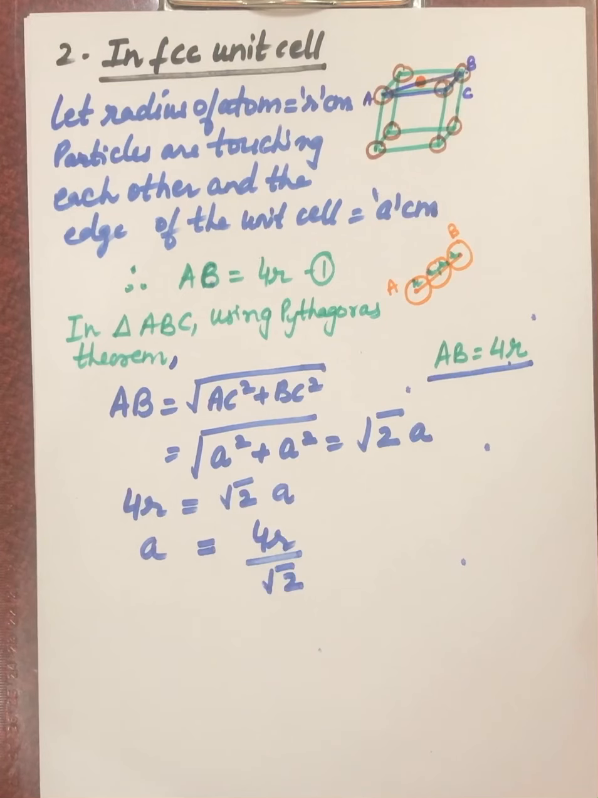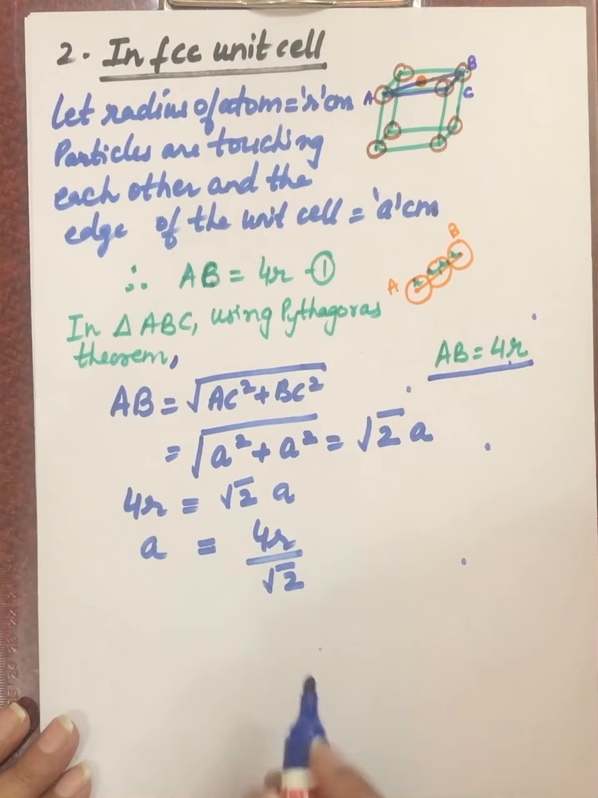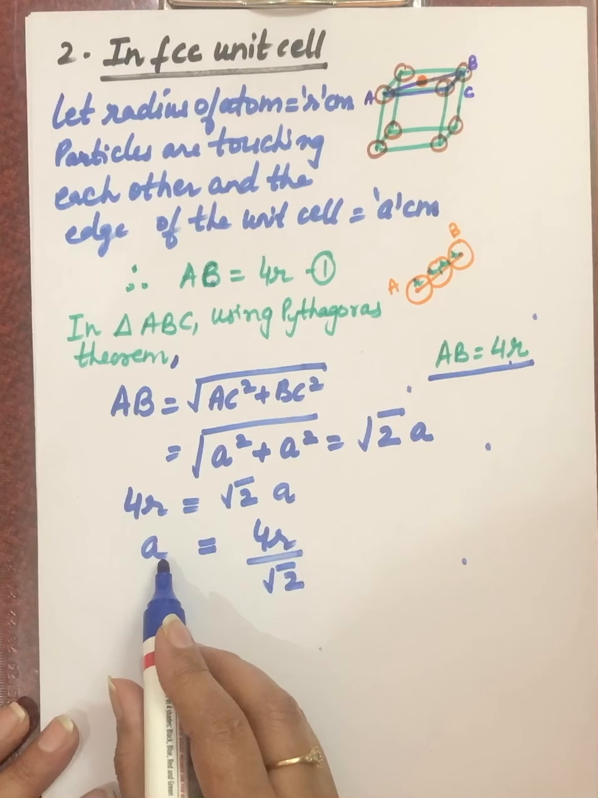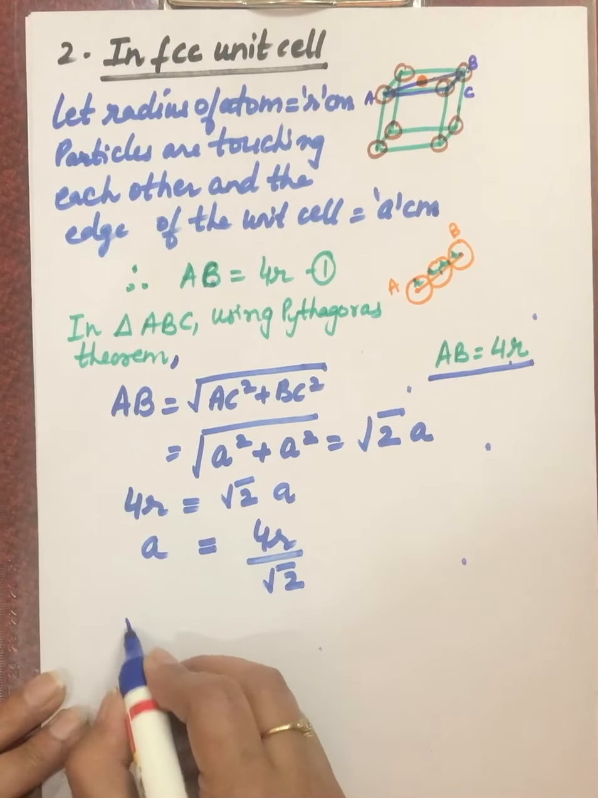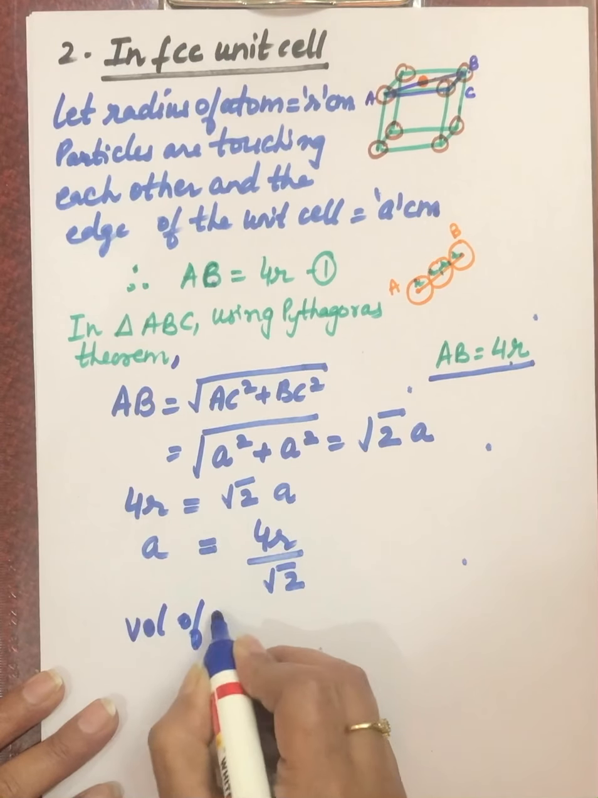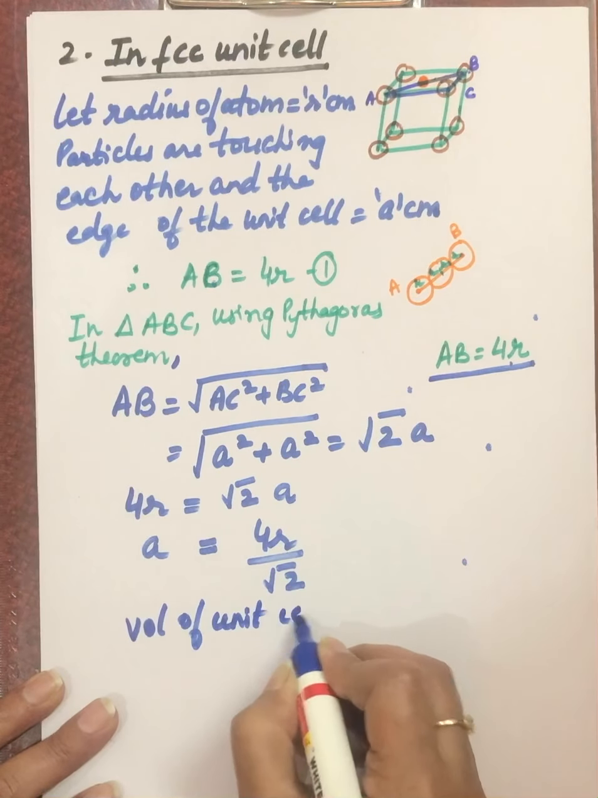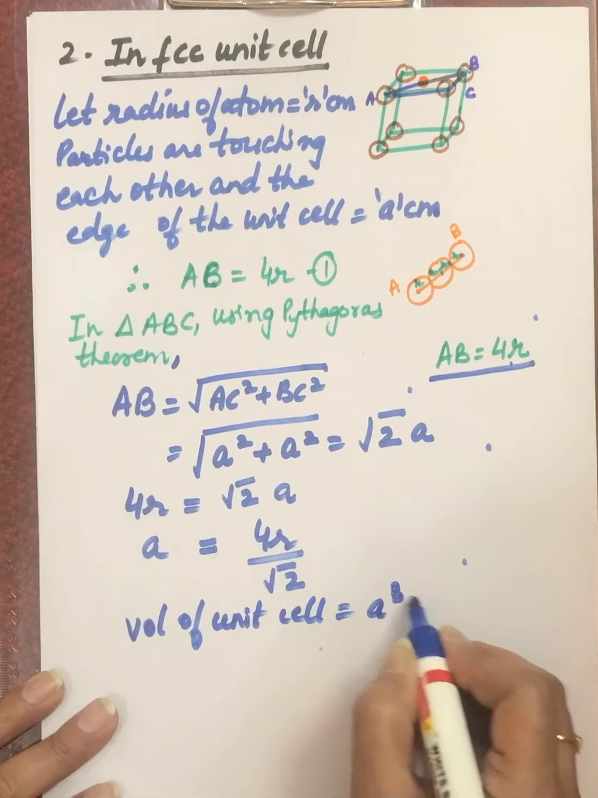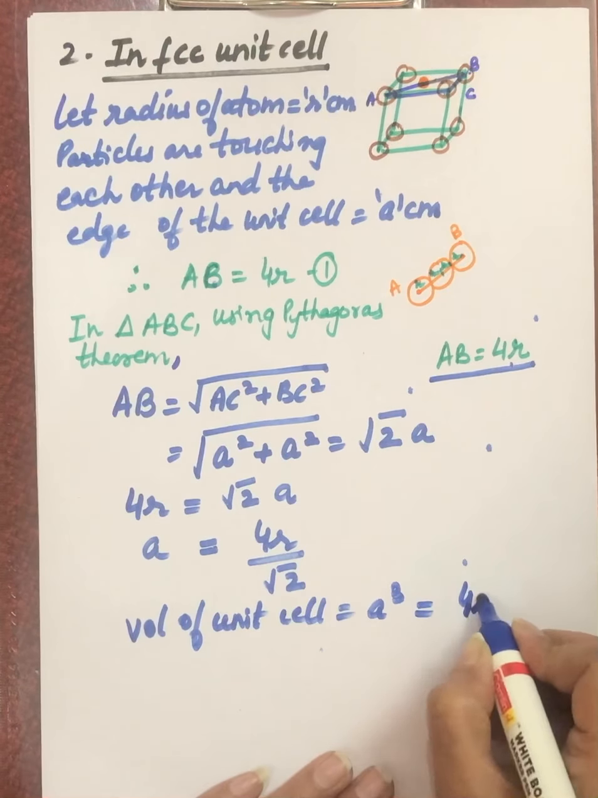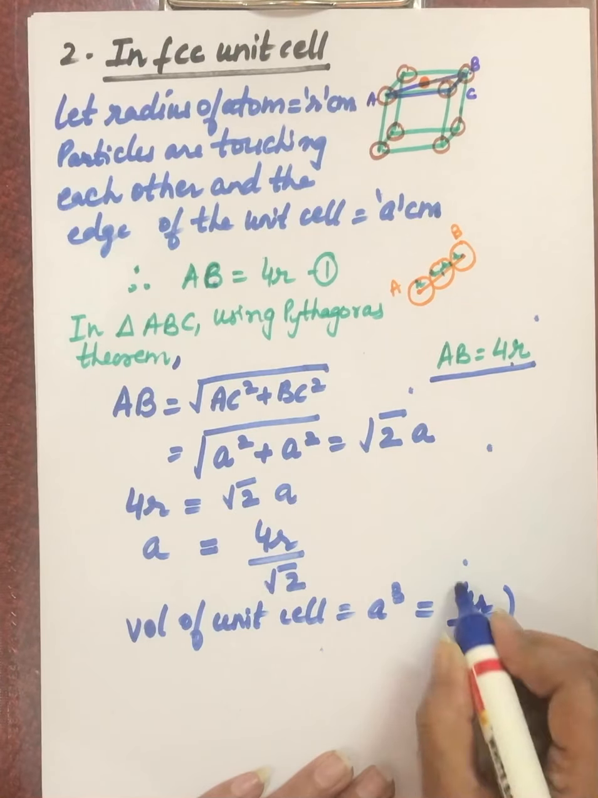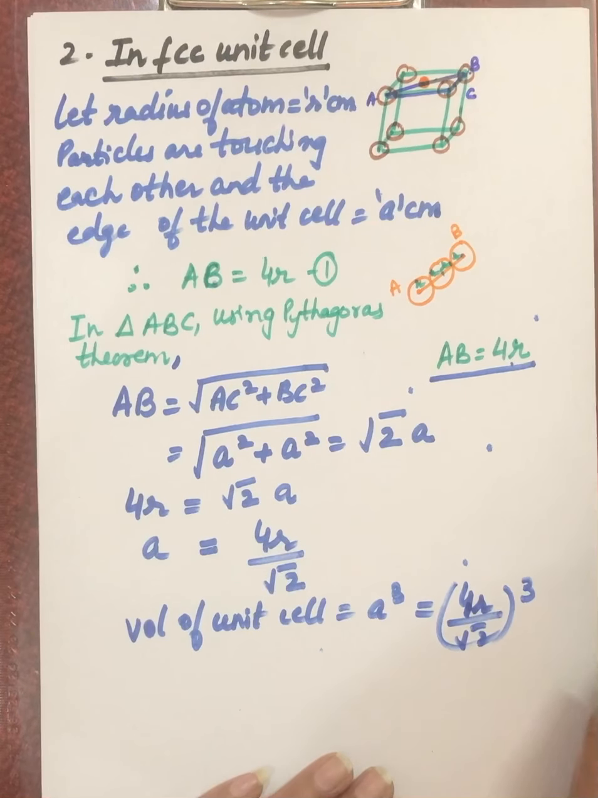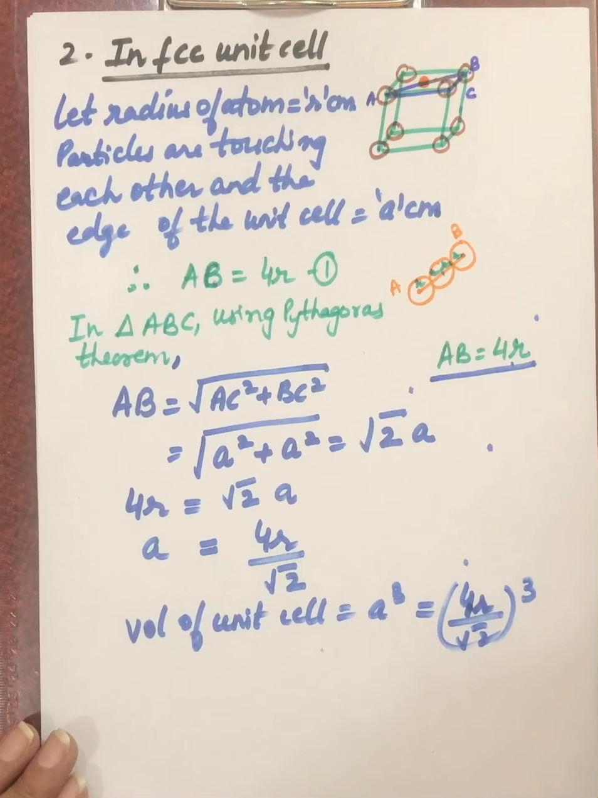To find out the packing fraction, I told you, you need the volume of the unit cell and the volume of the particles. Now edge we know, so volume of unit cell is a cube, and a is 4r upon root 2. So this becomes (4r upon root 2) whole cube. This is the volume of the unit cell that we have got.